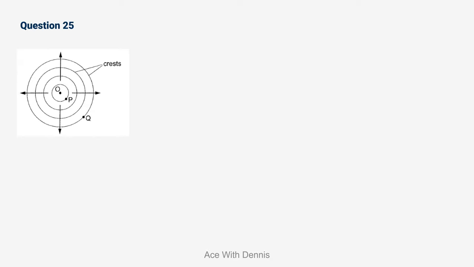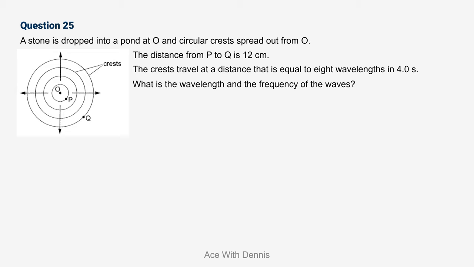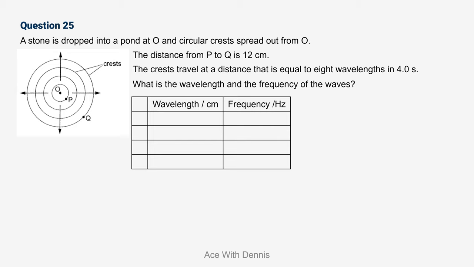Question 25. Given this diagram, a stone is dropped into a pond at O and circular crests spread out from O. The distance from P to Q is 12 cm. The crests travel a distance equal to 8 wavelengths in 4.0 seconds. What is the wavelength and the frequency of the waves? We need to calculate the wavelength in cm and the frequency in hertz. A, 3.0 and 0.50. B, 3.0 and 2.0. C, 4.0 and 0.50. Or D, 4.0 and 2.0. The answer is D. The wavelength is 4.0 cm and the frequency is 2.0 hertz.